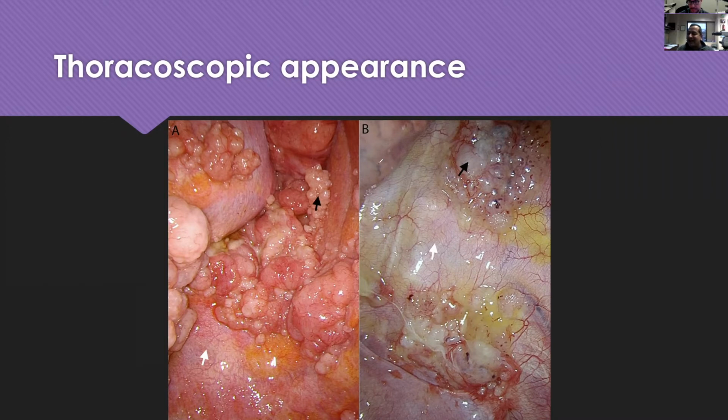Interestingly, I was a little surprised to see this, because it looks like bunches of grapes.